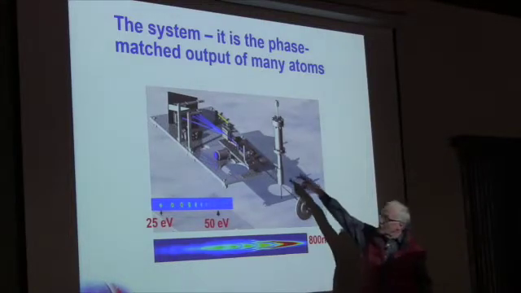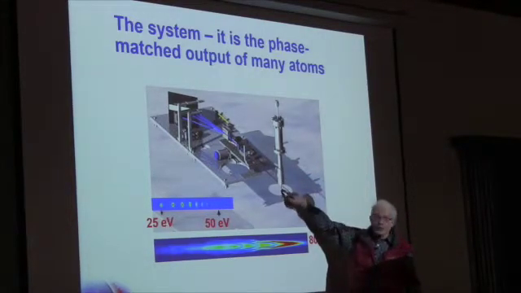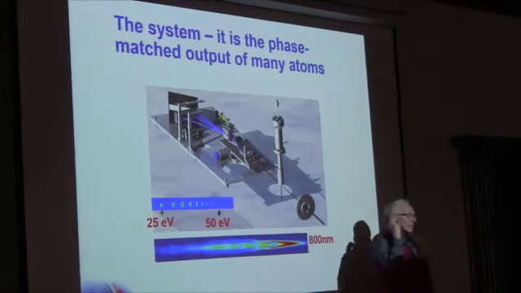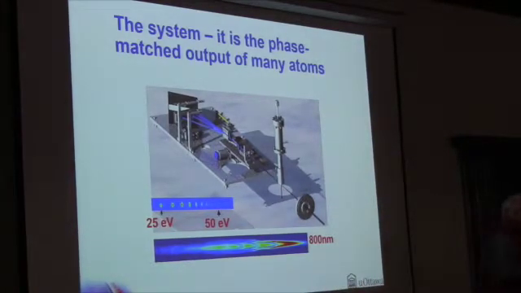The jets that we use are supersonic jets because we do a lot of work with molecules. The beam is expanded into the vacuum. It's approximately 10 to the 18, maybe 10 to the 19 atoms per cubic centimeter. The length of the jets is on the order of a fraction of a millimeter. So that's the number of atoms that we're dealing with.